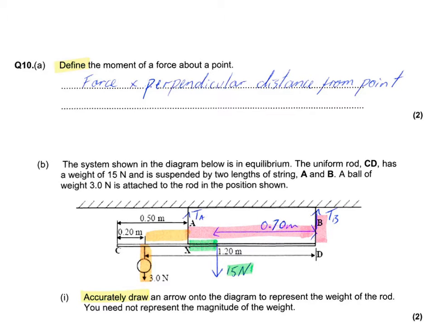So this is the mechanics homework booklet question 10. We're asked first of all to define the moment of a force about a point, and it's the force multiplied by the perpendicular distance from that point to the line of action of the force, from the line of action of the force to the point we're taking moments about.